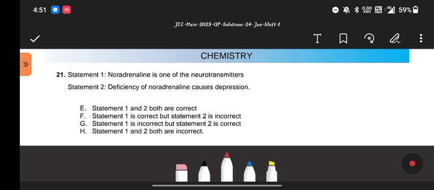The options they have given are: statement 1 and statement 2 both are correct; statement 1 is correct but statement 2 is incorrect; statement 1 is incorrect but statement 2 is correct; statement 1 and 2 both are incorrect. Now let us see the correct answer.